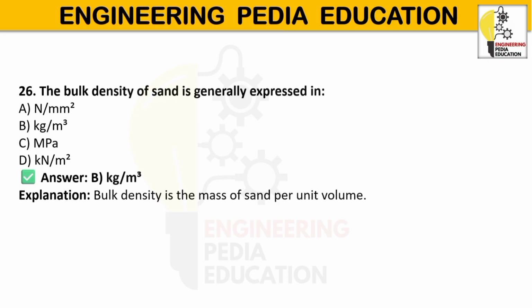Sand, fine aggregate, typical bulk density is 1450 to about 1700 kg per meter cube, depending on grading. The IS code used in this is IS 2386 part 3.